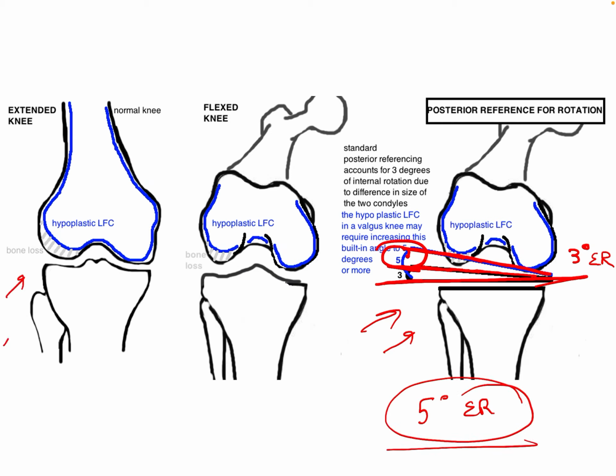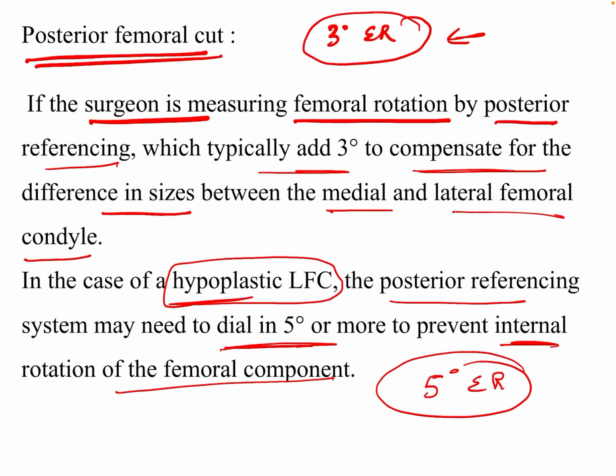And also here we can see in the extension view that this is normal, and we were taking a 9 mm cut. But here we have hypoplasia of the lateral femoral condyle, so we will take 9 mm from the medial femoral condyle, and we need to augment if there is any bone loss. So the posterior femoral cut is taken in 5 degrees of external rotation.